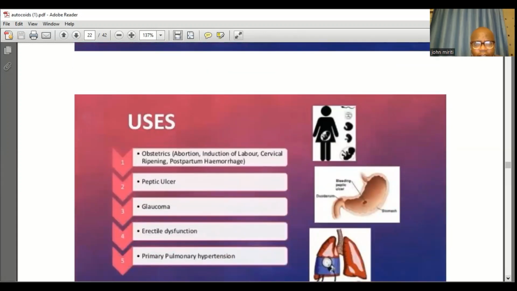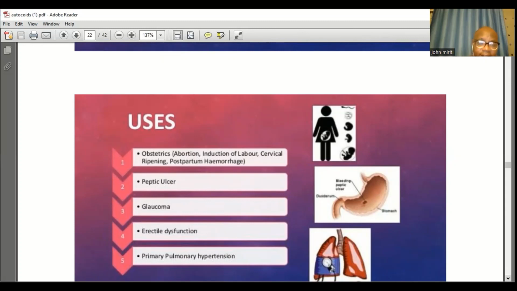So, how do we use prostaglandins? We use prostaglandins in obstetrics, in the treatment of peptic ulcer, glaucoma, erectile dysfunction and pulmonary hypertension. In obstetrics, it is used in abortion, induction of labor, cervical opening and postpartum hemorrhage. The dose varies, and even the administration route depends. For example, in postpartum hemorrhage, prostaglandins work well if given per rectum.